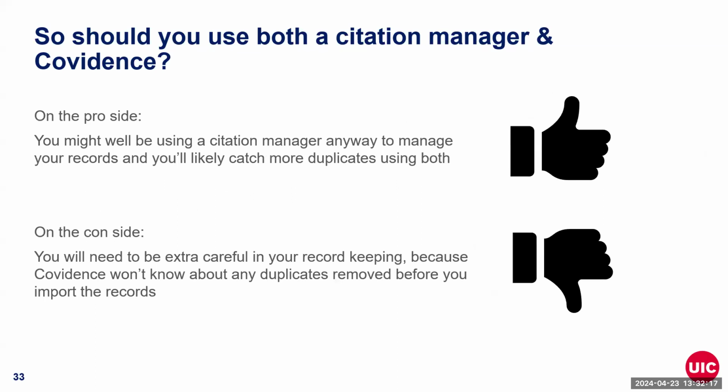So on a related note, should you use both a citation manager and Covidence? I think the positive side is you might well be using a citation manager anyway to manage your records, and you would likely catch more duplicates using both. They'll handle things in slightly different ways and catch slightly different things. And having fewer duplicates to look through when you're in the review process is great. So as many as you can get out ahead of it is useful.